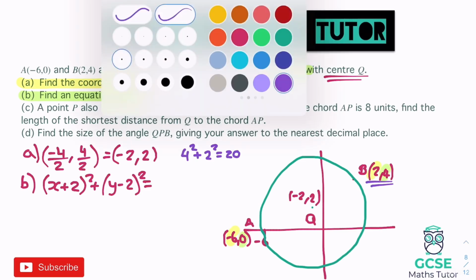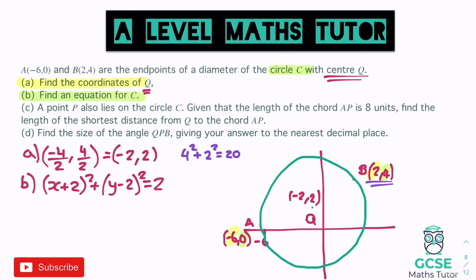We can just write that into our equation, so 20. And there's part B, our equation for C. From that we know the radius is the square root of 20, so we can write that in as well, just so we have our radius ready if we need it at a later point.